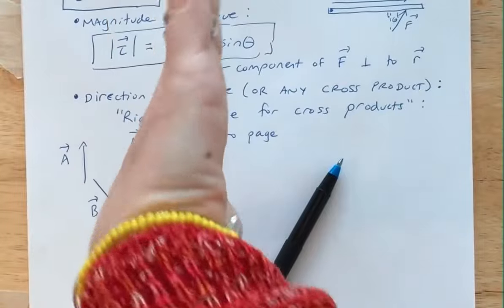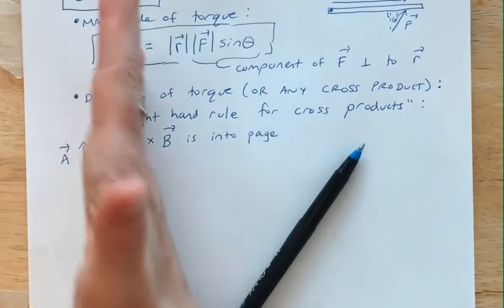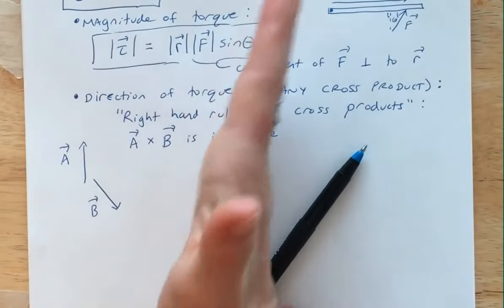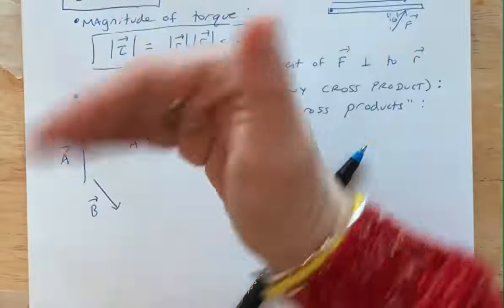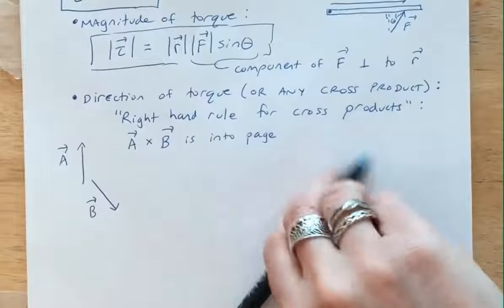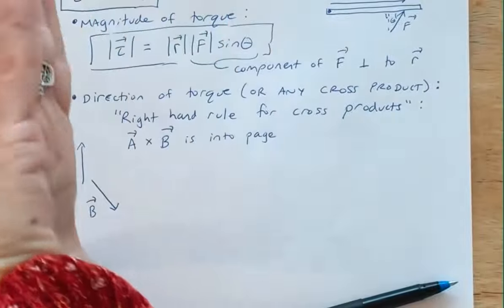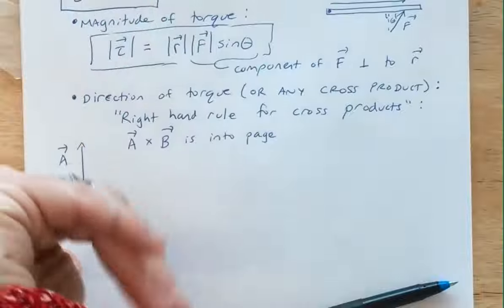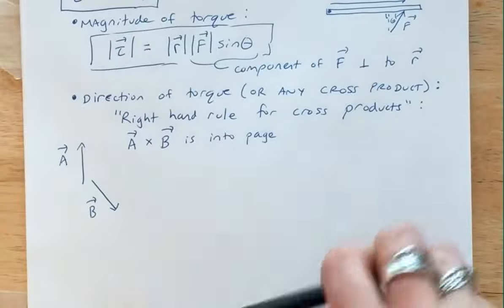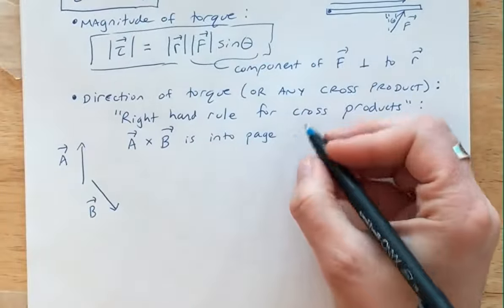Note that if I decided to line my hand up like this, so that my fingers line up along A, it would be very difficult to turn my hand into B. I'd have to use my elbow and my shoulders, and it's very uncomfortable, so that's wrong. You need to make sure that you line it up so that you have less than 180-degree rotation to go from A to B, and that gives you the direction of A cross B.